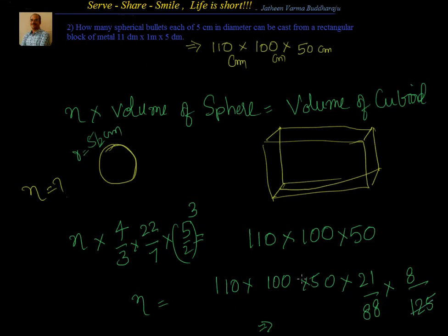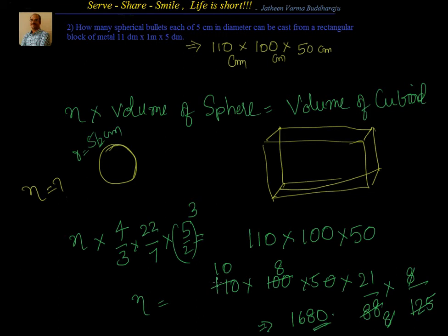125 will go 8 times in 1000, and what else we have? 11 will go 10 times in 110, and 8 will cancel out. If you multiply, we will get 10 into 8 into 21, that's equal to 1680 spherical bullets can be cast from a rectangular block of metal 110 by 100 by 50 centimeter.